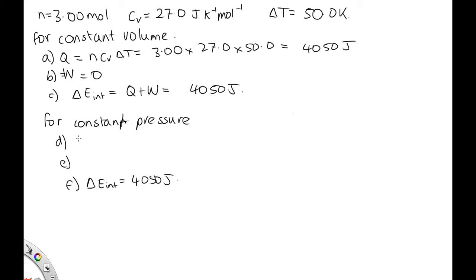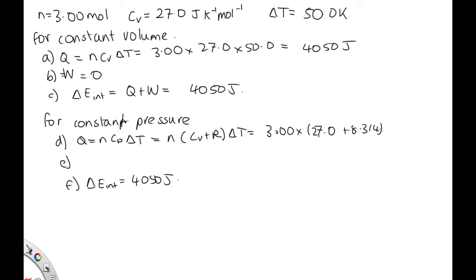Okay, now to get the heat added, we'll need to use nCP delta T. And to get CP, CP is equal to CV plus R. So now we can just substitute in here. We've got 3.00 times 27.0 plus 8.314 times 50. And solving that on the calculator, we end up with 5,297, or to three significant figures, 5,300 joules.